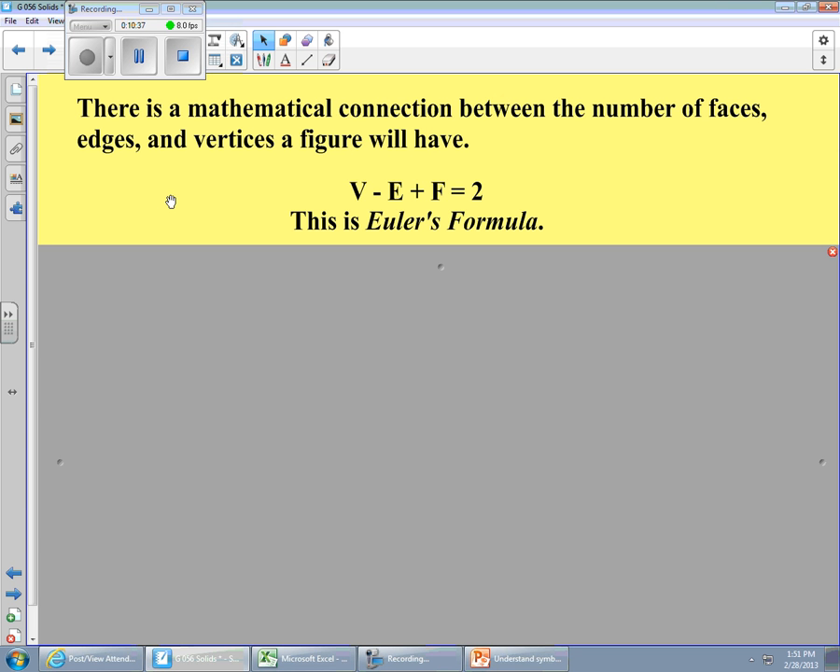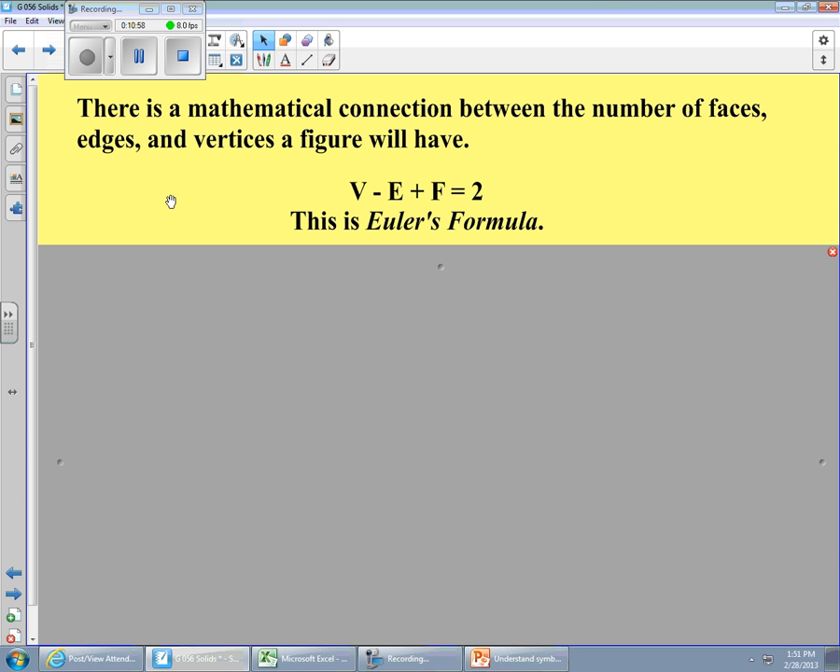Matter of fact, maybe I need to offer some extra credit if somebody can come up with a little acronym or saying or something like that that can help us figure this thing out, or a way to remember it, because we are expected to know it, and it's not going to show up on the formula chart. Okay, but vertices minus edges plus faces is always going to equal 2.